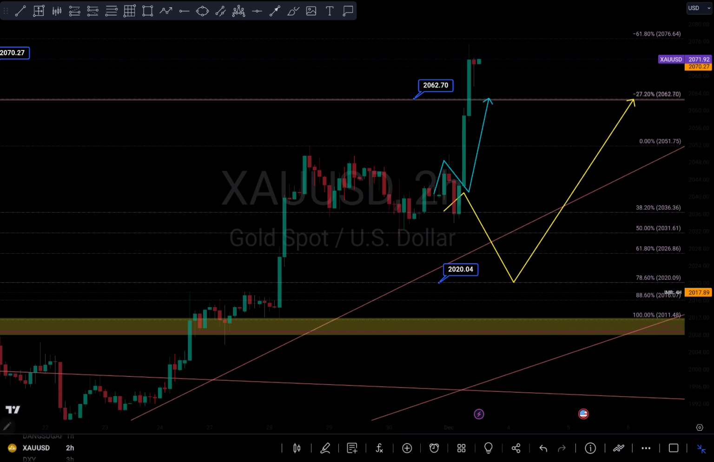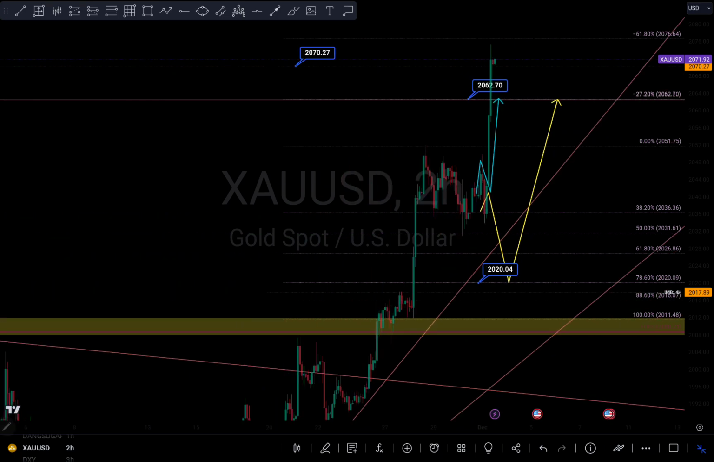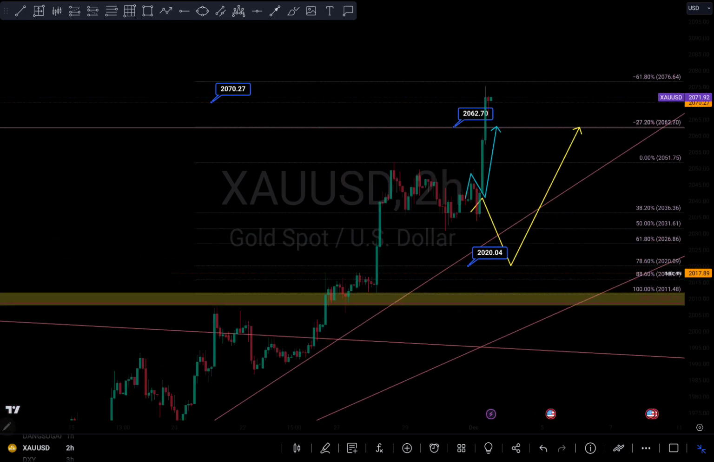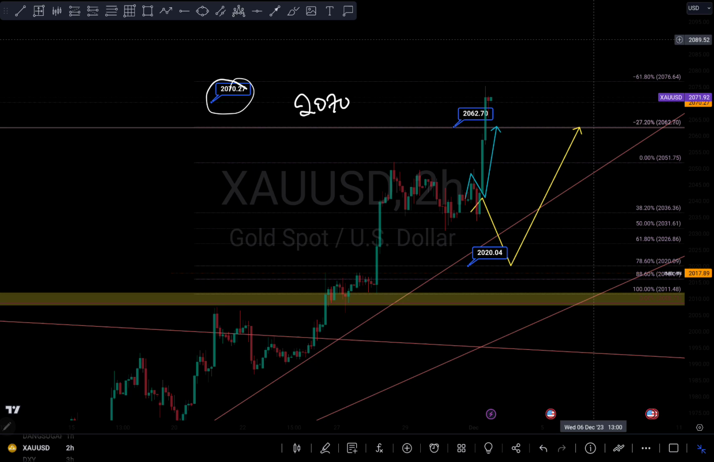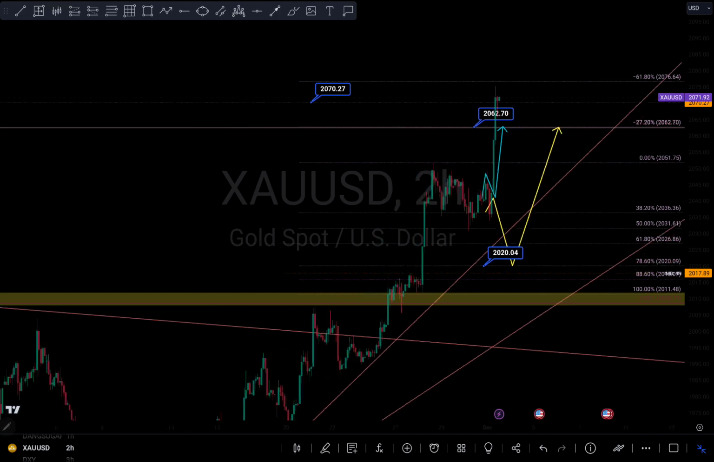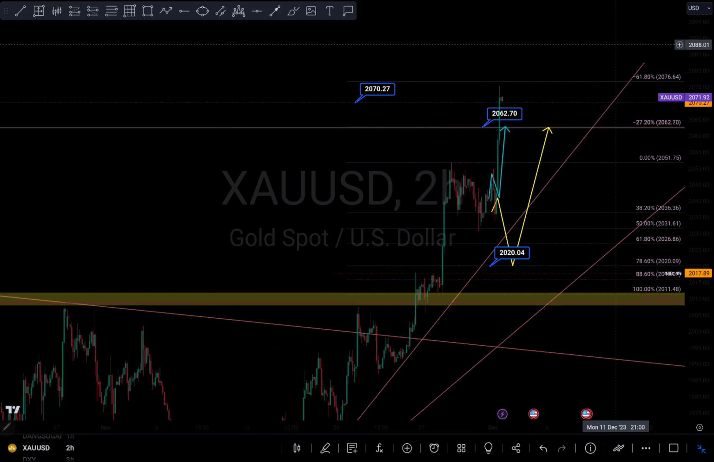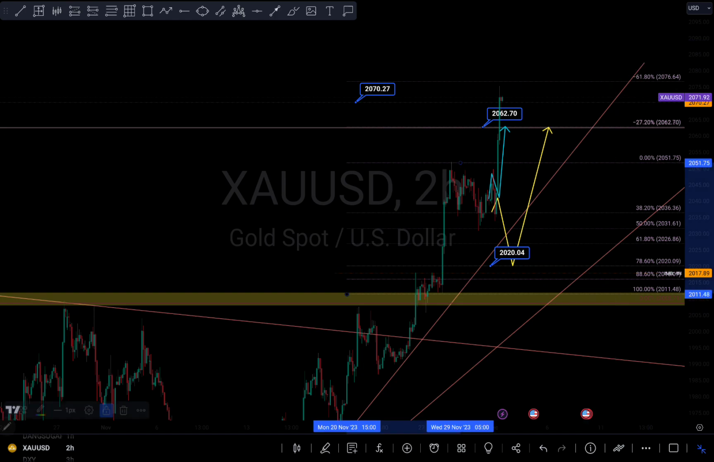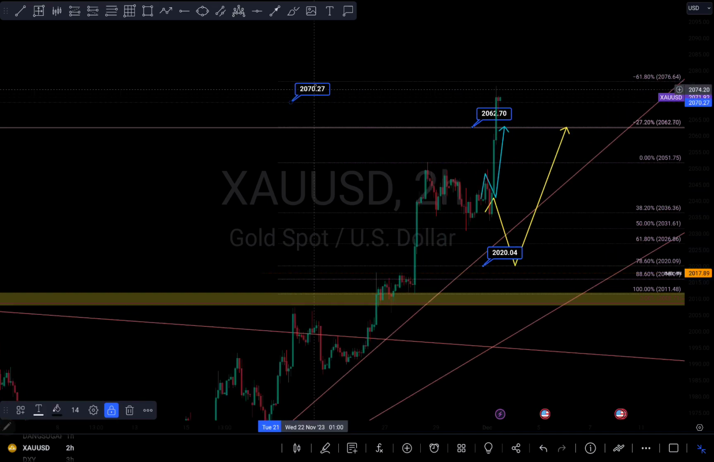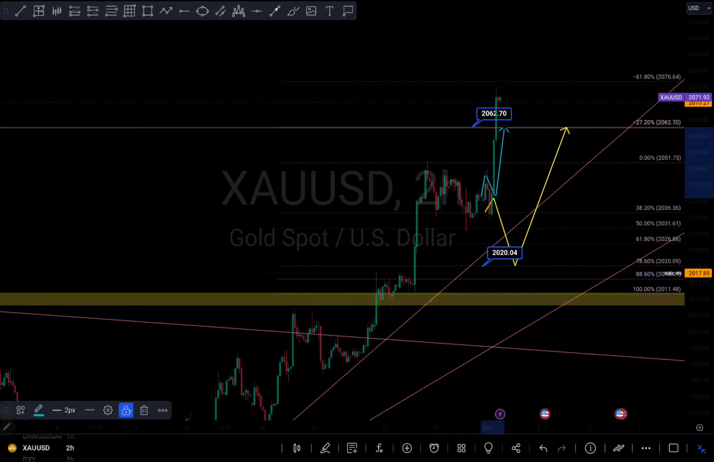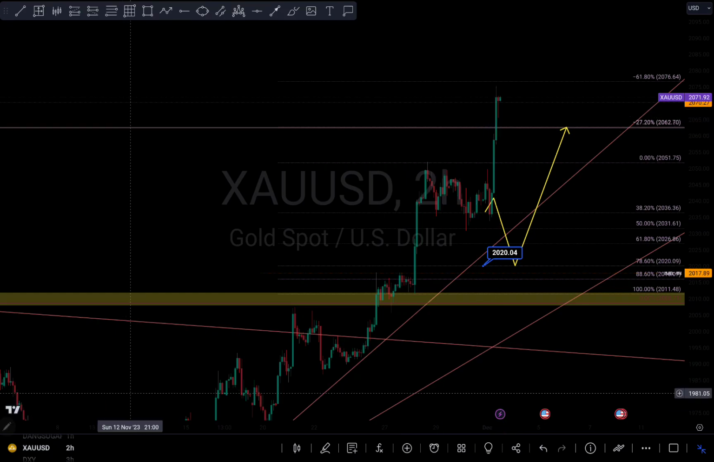So that was a beautiful trade right here, and we can see that we got to my first target, which is 2062, and we are currently around my second target, which is 2070.27. That was my thought. Then we can still see that we are having more momentum on buy, so there's a possibility that we might just get to my 2060.76, I mean.